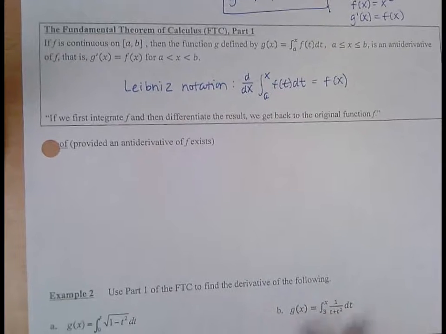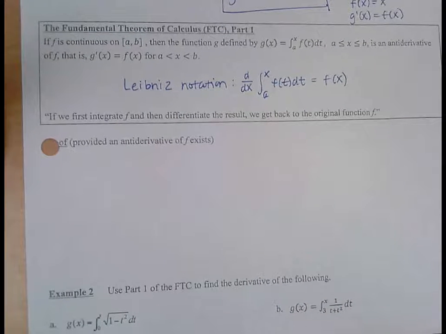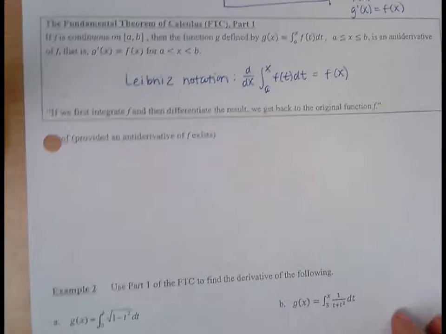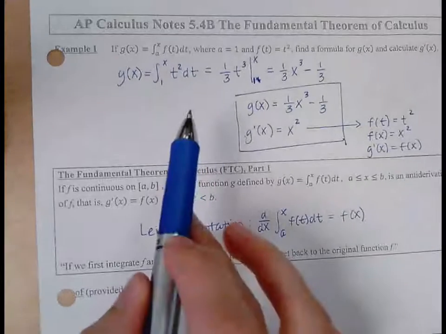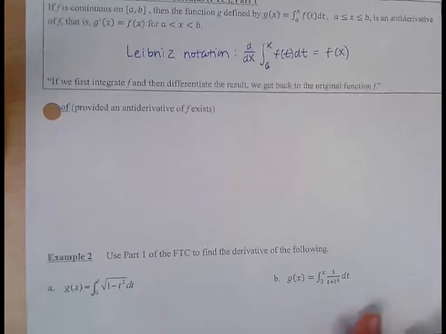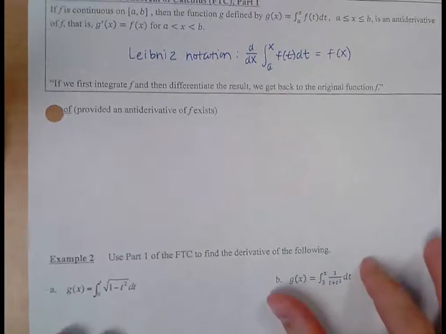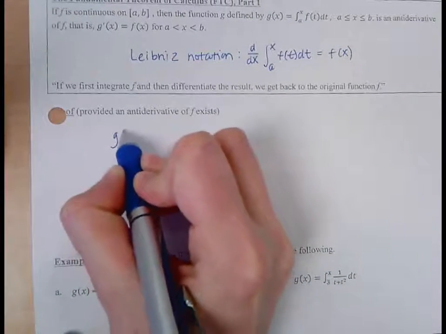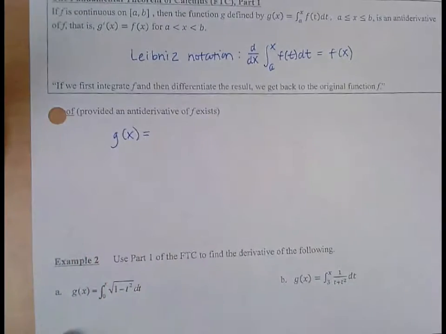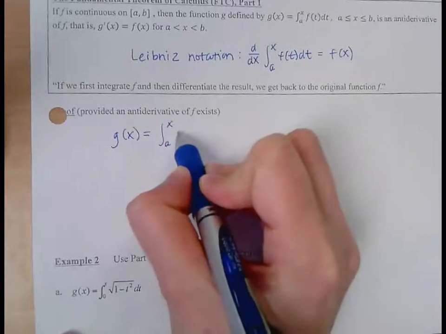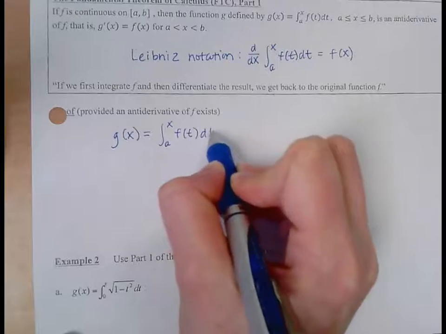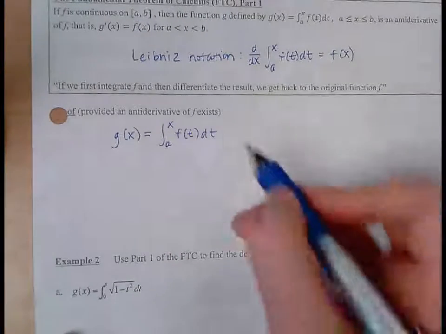Okay, so I did want to show you as well, you're not asked to mimic any proofs on my test or the AP test, but I wanted to show you why this makes sense as a proof. We just saw a specific example of why it makes sense. But if we start out with, this is a more general example, I suppose. So g of x is the integral from a to x of f of t dt.